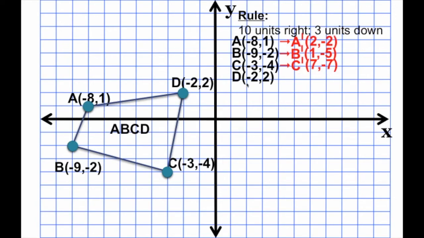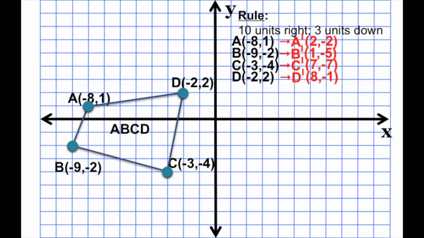And D is going to be D prime at -2 plus 10 and 2 minus 3. Again, because I'm going 10 to the right, my x increases by 10, and because I'm going 3 units down, my y decreases by 3. And that's going to give me D prime at 8, -1.